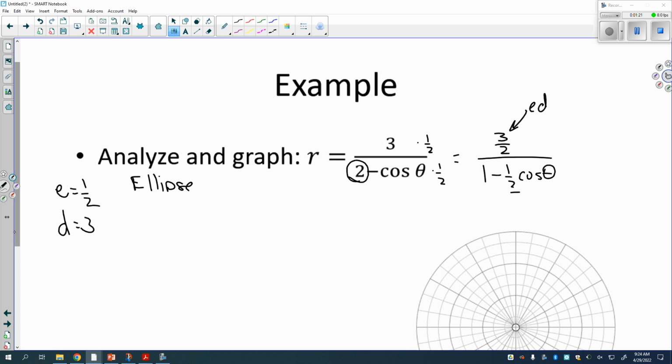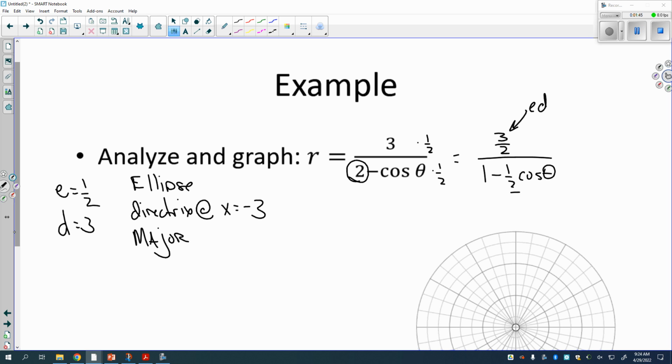I know that it has a directrix at, in this case, x equals, and it's negative x because it's cosine, negative because it's a minus, and it's at x equals -3. Since it's an ellipse, I'm going to do the major axis.